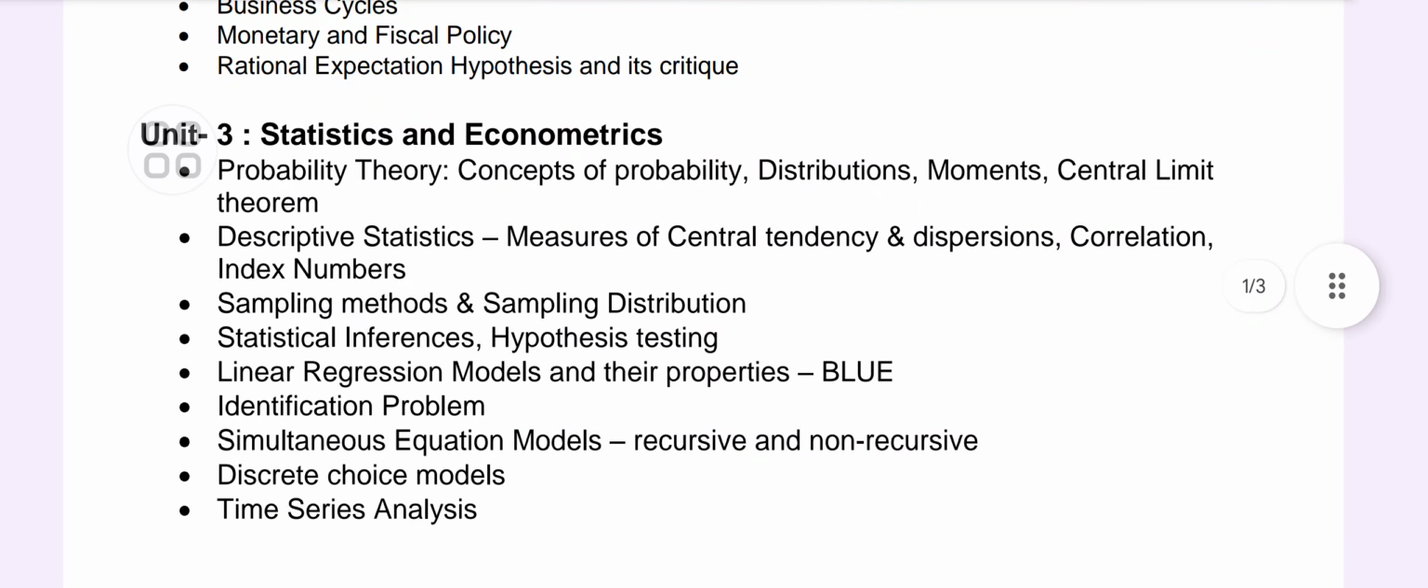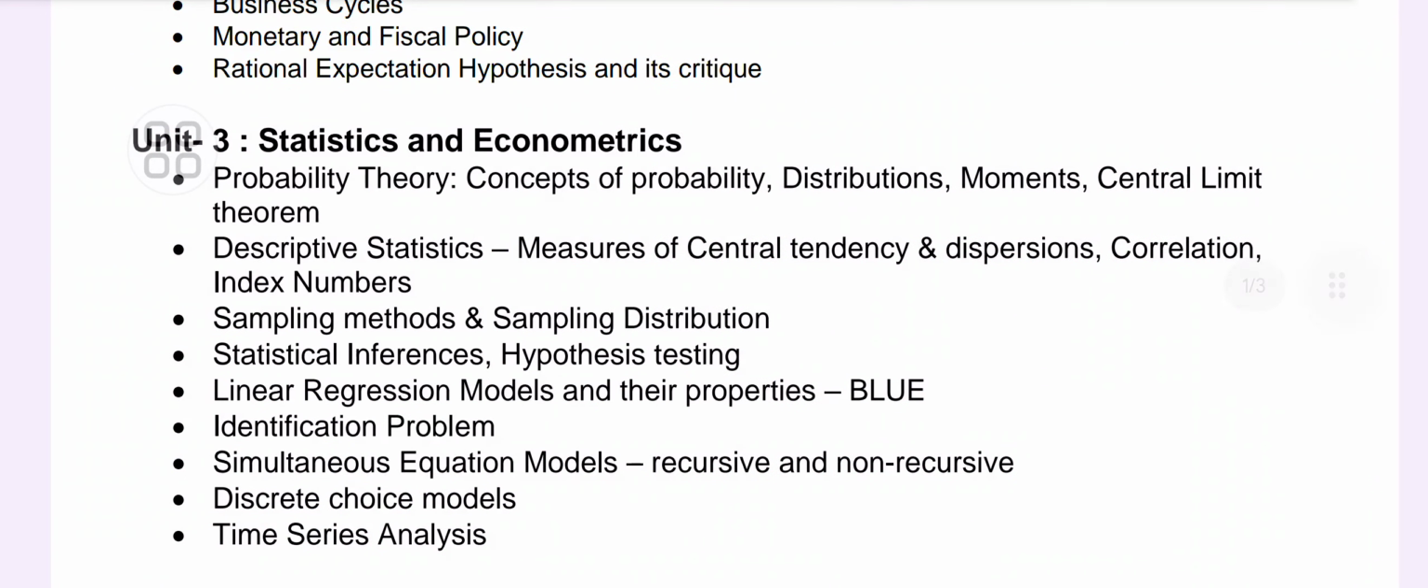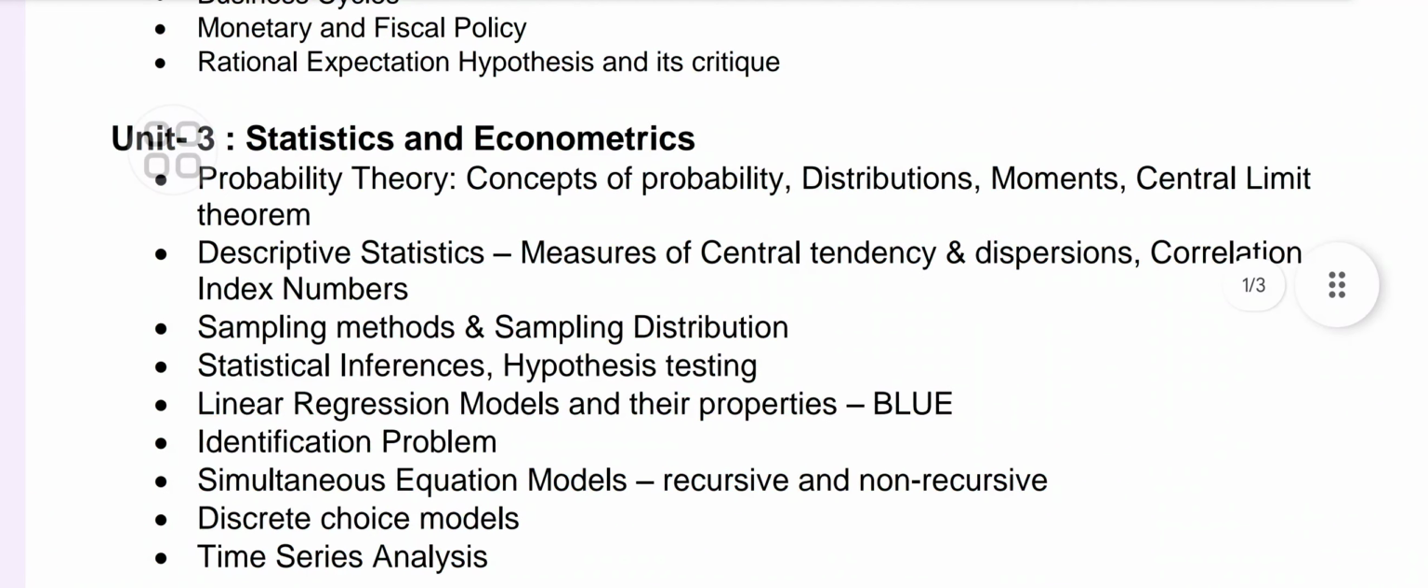Now coming to statistics and econometrics, the most important part. Probability you are having. What is probability? Different types of distribution, moment, central limit theorem, all those things. Descriptive statistics, you will have central tendency, dispersion, different types, correlation, index number, and then the sampling method, sampling distribution, and then statistical inference.